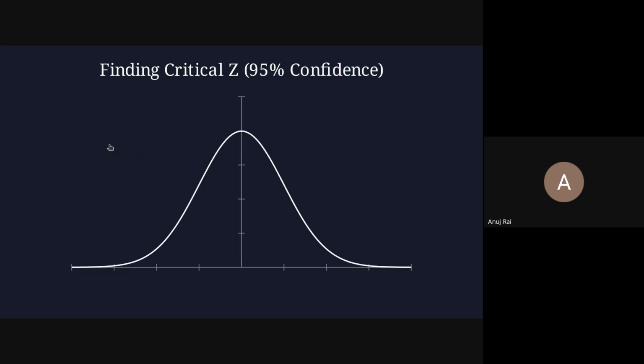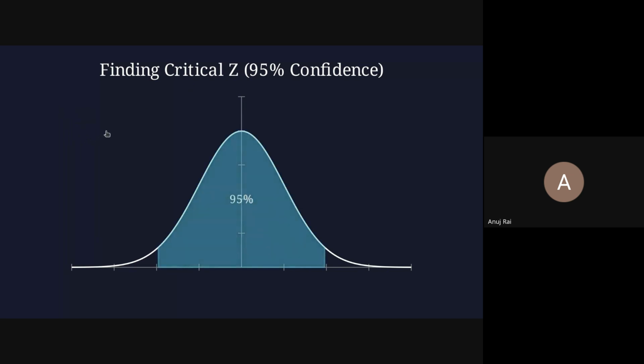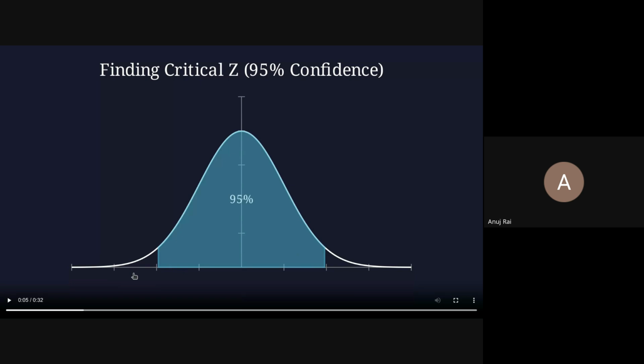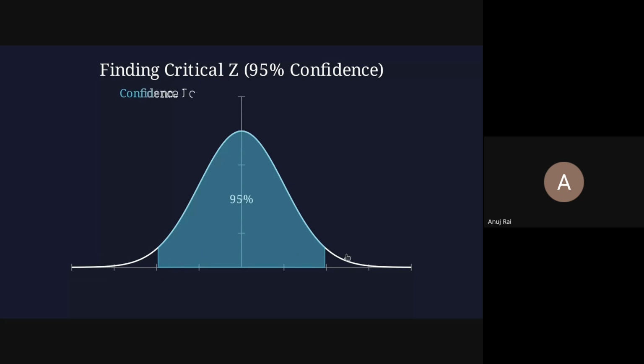So here we were discussing how to calculate the Z score. Let's say, when we talk about the Z score of 95%, what does that mean? That 95% of sample means will fall in this range, and then it will be left with 2.5% on the right side and 2.5% on the left side.